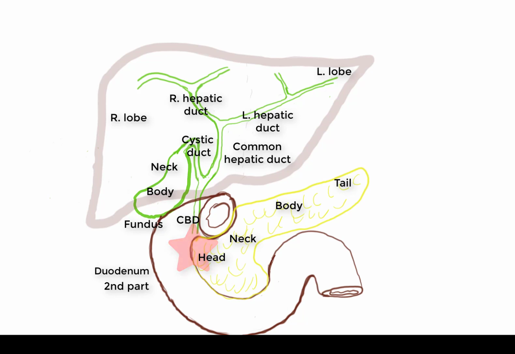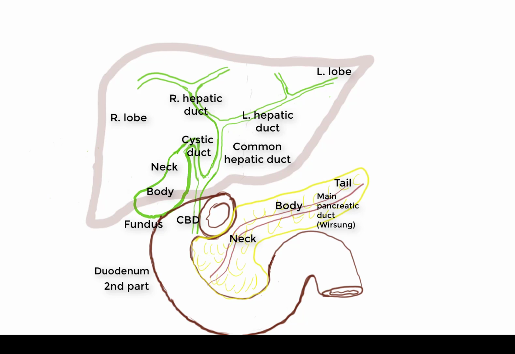Remember that the pancreas is an endocrine and exocrine gland. The endocrine part of the pancreas releases its hormones to the blood, but the exocrine part of the pancreas releases its enzymes through a duct, and this is called the main pancreatic duct of Wirsung. This duct traverses the length of the pancreas from the tail to the head.